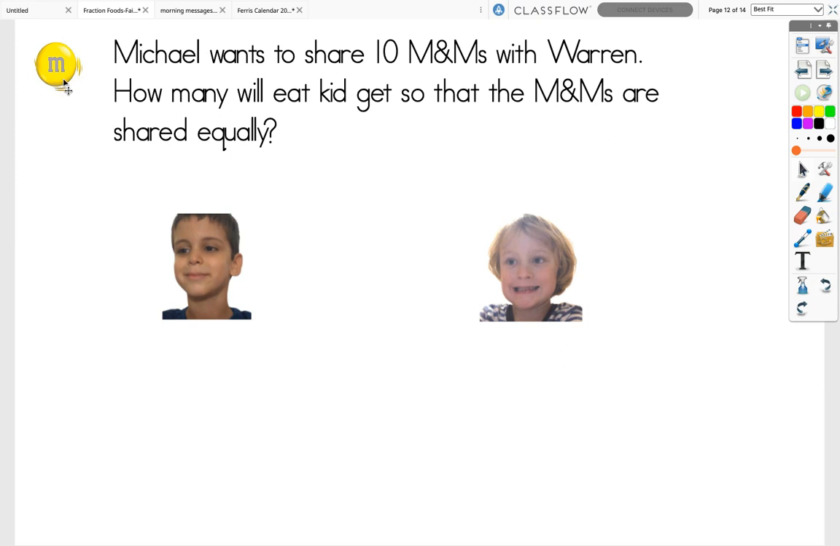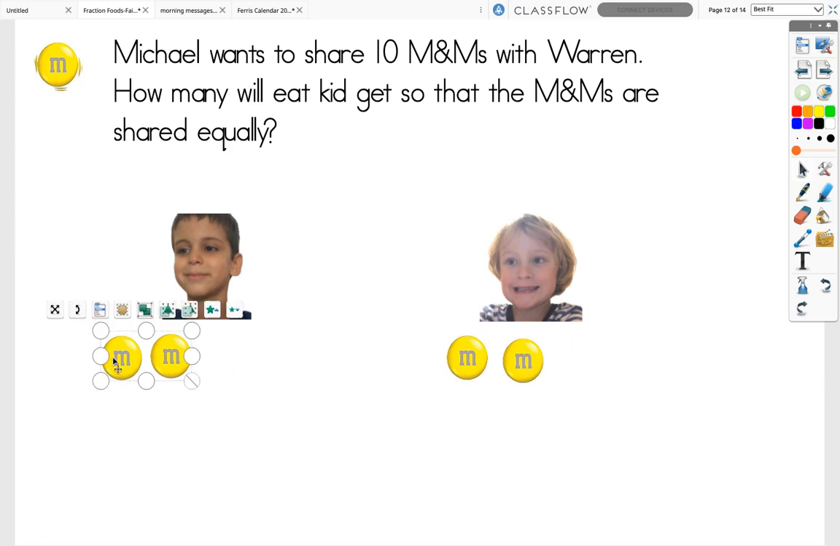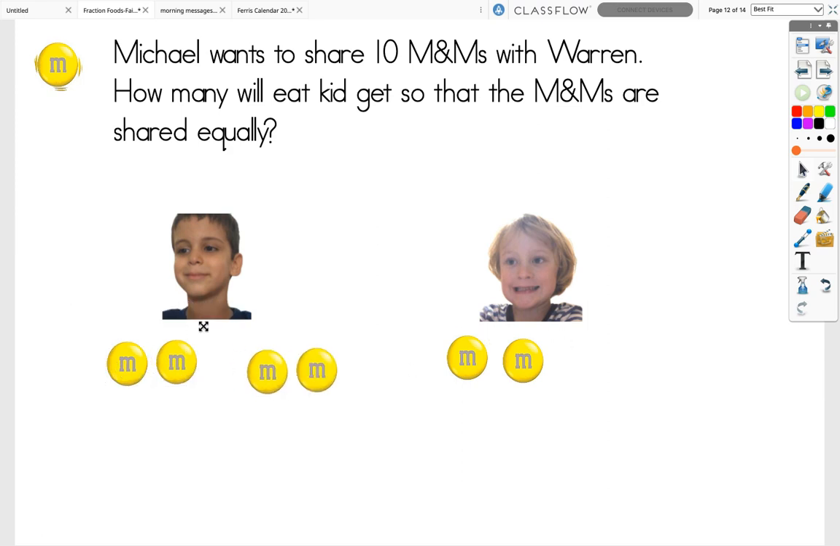There's also another way we can do it. We could count by twos. So I'm going to get a group of 2 right here. And if Michael can have 2 and Warren can have 2, we have 2, 4, 6.